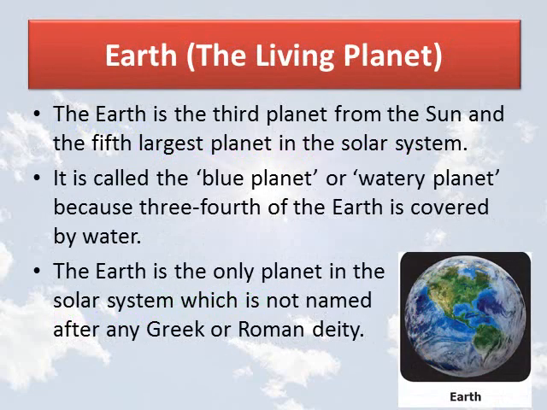Now let us see about Earth, which is a living planet. The Earth is the third planet from the Sun and the fifth largest planet in the solar system. It is called a blue planet or the watery planet because 3/4 of the Earth is covered by water.